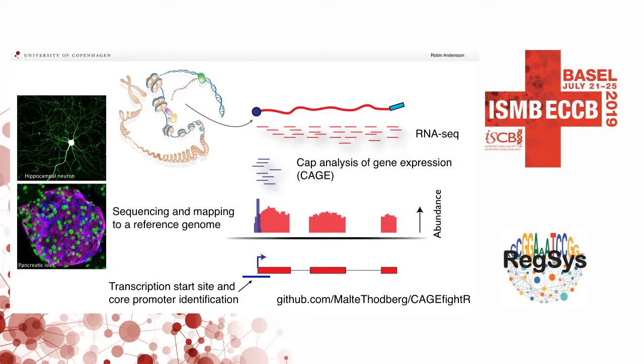The technique that we are mainly using is called cap analysis of gene expression, or CAGE, which is not considering the whole RNA, but the 5' end of capped RNAs. If we map these to a reference genome, we get peaks like this that indicate the location of transcription start sites, and we can use that to identify core promoter regions. Similar to RNA-seq, the amount of CAGE reads we get gives a measure of the abundance of the RNAs in the cell. If you're interested in the analysis of CAGE data or other 5' RNA sequencing data, there's a nice new R package out called CAGEfightR, developed by Malte in Albin Sandelin's group. This should work on other kinds of 5' end sequencing data as well.